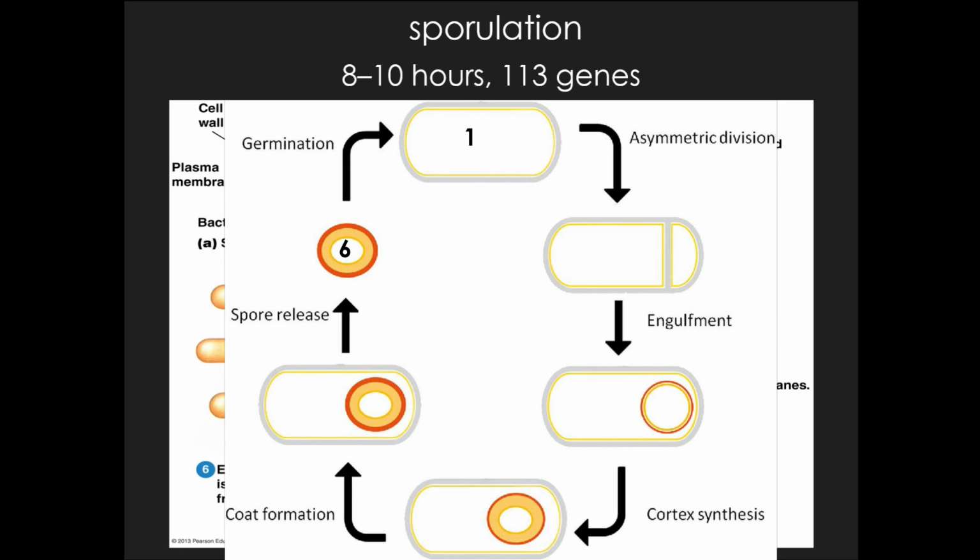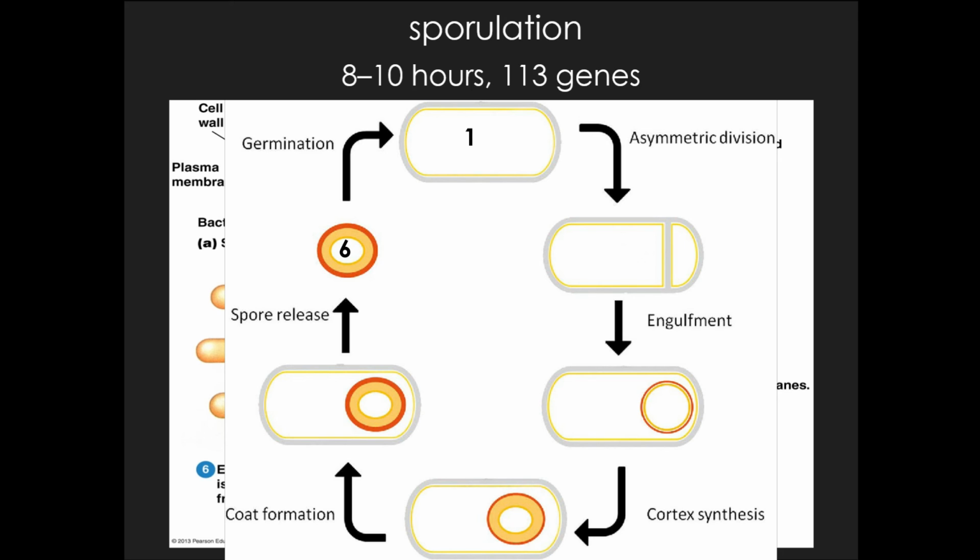If you just move clockwise from number 1, you have a single cell, go all the way down to number 6, you have a single endospore, which is able to germinate into a single cell again. So if one cell becomes one spore becomes one cell, that's not reproduction. What the cell is doing this in response to is some environmental change which would end up killing this cell.